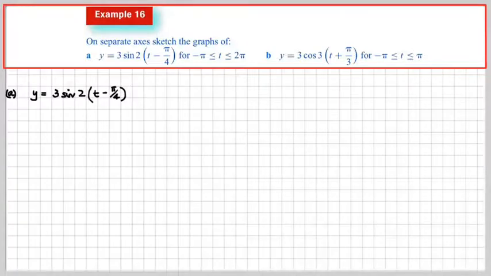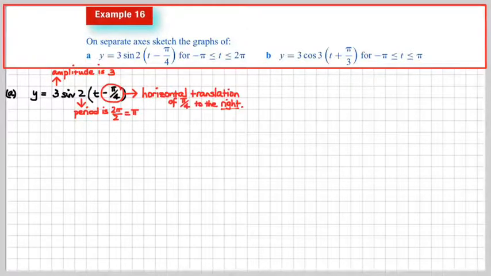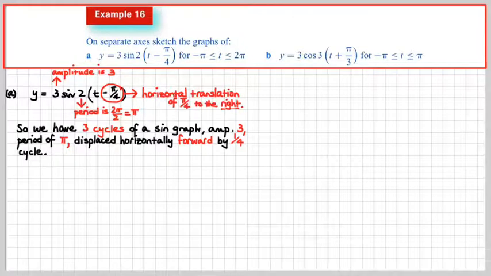So what would you say? Well, I think it's got an amplitude of 3, and a period of 2 pi over 2, or just pi, and a horizontal translation of pi on 4 to the right. What does this mean? It means that we have 3 cycles, because just remember, this goes from minus pi to 2 pi, and it's got a period of pi. So that's going to fit in 3 cycles of a graph, and it's got an amplitude of 3.